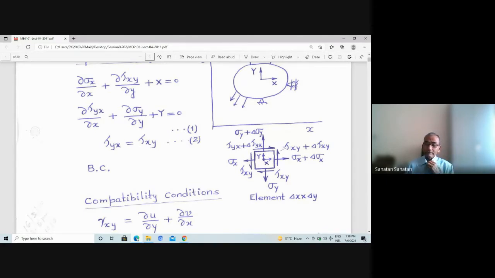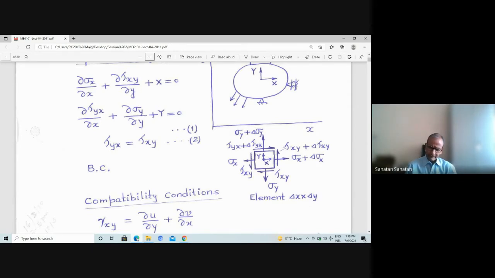So for the problem of stress analysis, what you need to do is that you have to find out 3 functions, tau xy, sigma x, and sigma y. All these are functions of coordinates x and y. So therefore, stress analysis in 2 dimensions means you have to find out 3 stress functions, sigma x, sigma y, and tau xy, each of which are functions of x and y. That's it. That's the problem of stress analysis.